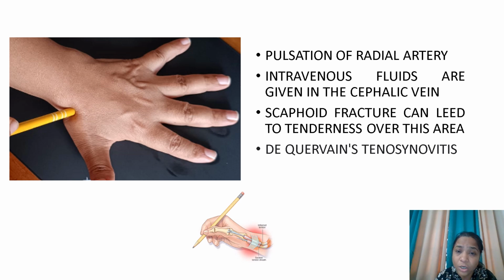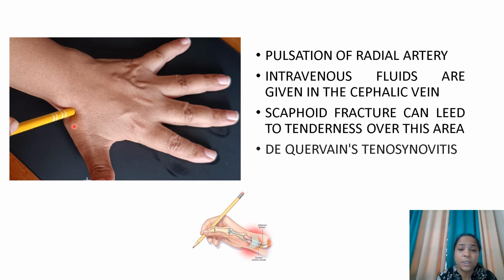Now, what are the various clinical implications of the anatomical snuff box? This triangular depression is known as the anatomical snuff box. Because one of its important contents is the radial artery, if you place your thumb in the anatomical snuff box, you can feel the pulsation of the radial artery. Sometimes you also give intravenous fluid. Suppose you are not getting a peripheral vein in a patient, then you can look for the cephalic vein, where you can give intravenous fluid to the patient.